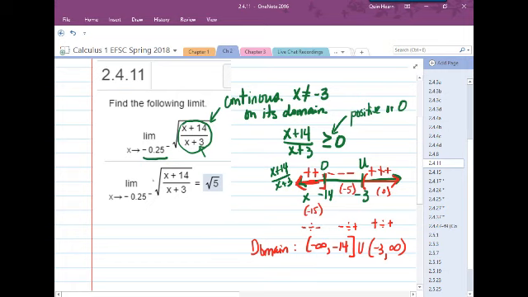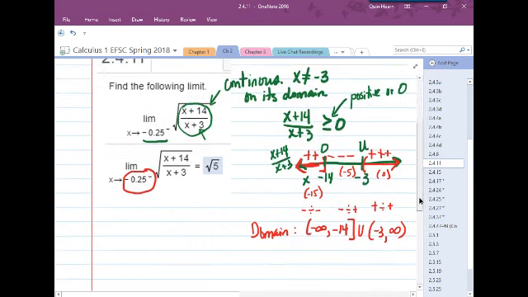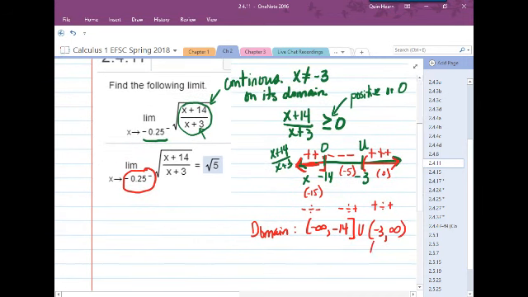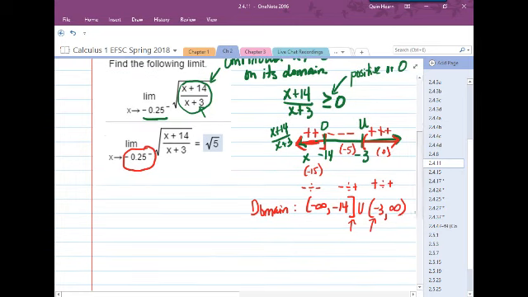Okay, so where is -0.25 on these intervals? It's on the interior of these intervals where we know that the curve is going to be nice and smooth. If we were trying to find a limit as x approaches -3 or a limit as x approaches -14, this would be more complicated. But it's not a boundary value, so you can just plug in. In other words, the limit as x approaches -0.25 from the left of this crazy looking function is the same as the limit as x approaches -0.25 overall.